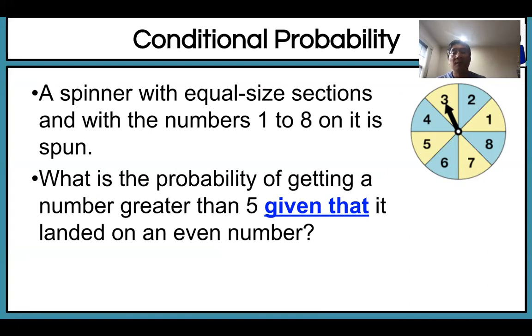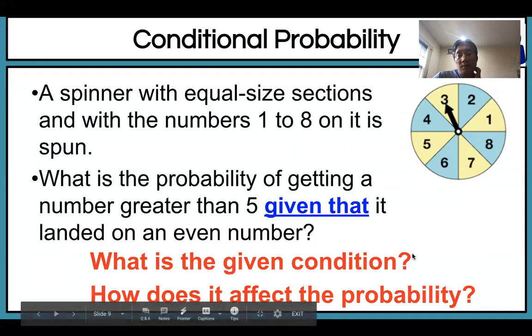No, we need to eliminate odd numbers because there's a condition. The condition narrows down what? The whole total sample space. The condition is that it landed on an even number only. So our total sample space will be 2, 4, 6, 8 only, right? Given the condition, how does it affect things?